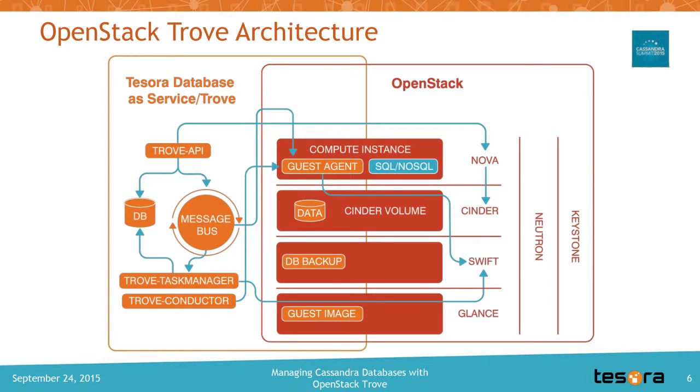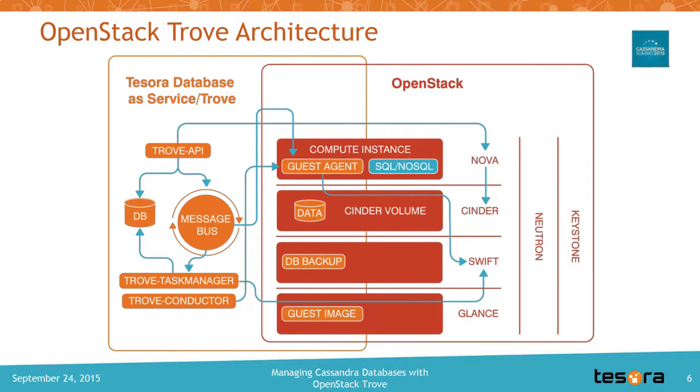Like every other OpenStack service, Trove exposes an API. This is a standard RESTful API. And you can make requests to this API to do things like provision me a Cassandra instance, provision me a Cassandra cluster, provision me a MySQL instance. All of those things come in here.